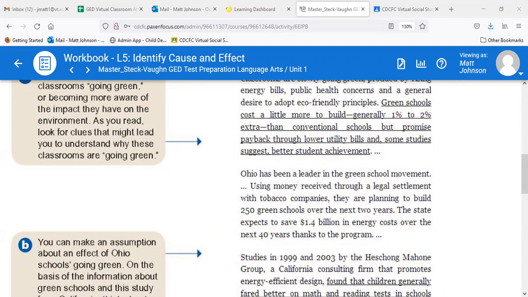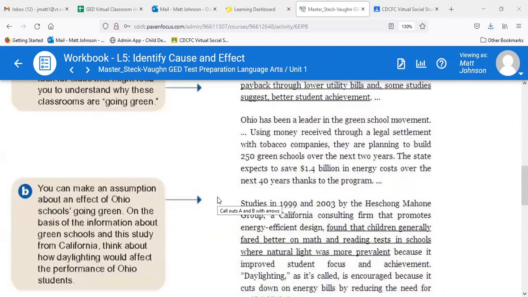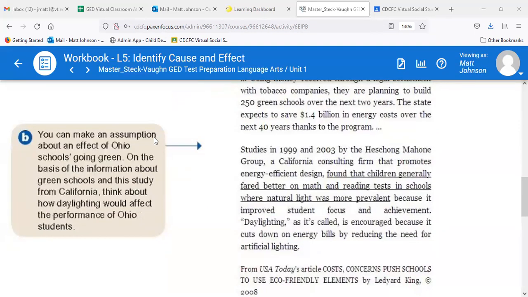Studies in 1999 and 2003 by the Heshong Mahone Group, a California consulting firm that promotes energy efficient design, found that children generally fared better on math and reading tests in schools where natural light was more prevalent because it improved student focus and achievement. Daylighting, as it is called, is encouraged because it cuts down on energy bills by reducing the need for artificial lighting.